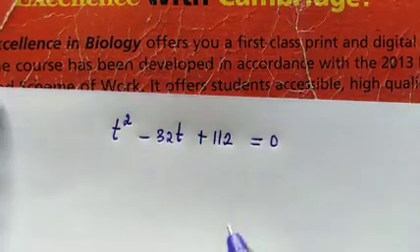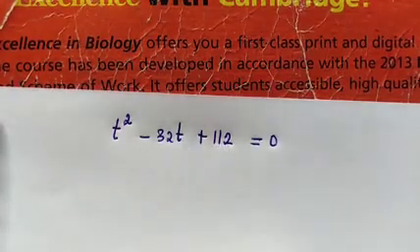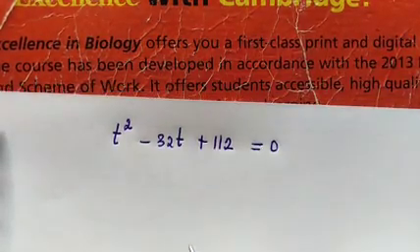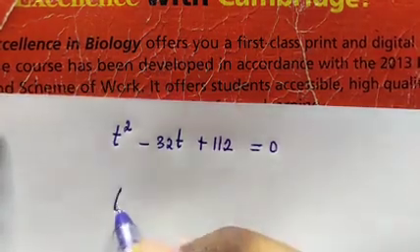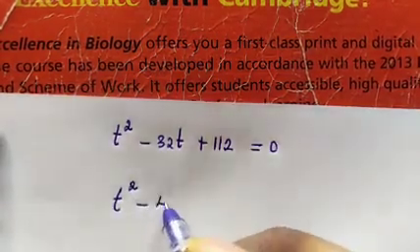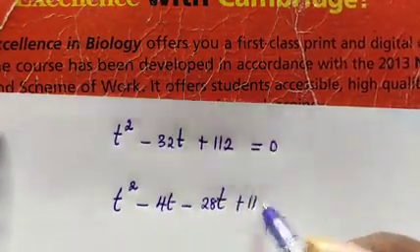Okay, so here, factorizing, let's look for two numbers whose product will give us 112 and whose sum will give us negative 32. Those numbers are negative 4 and negative 28. So write this as t squared minus 4t minus 28t plus 112.